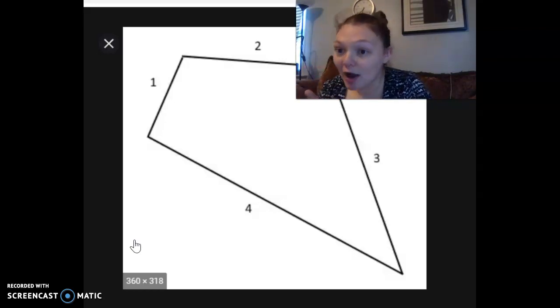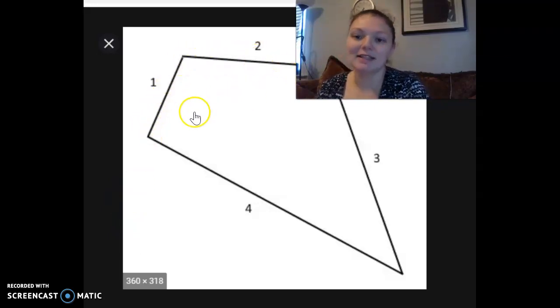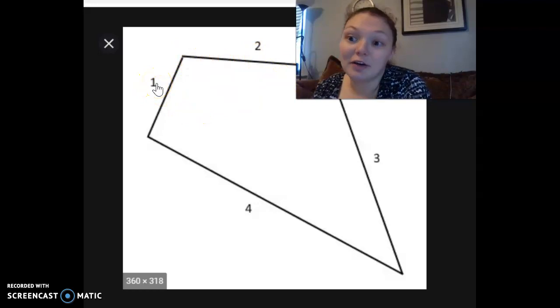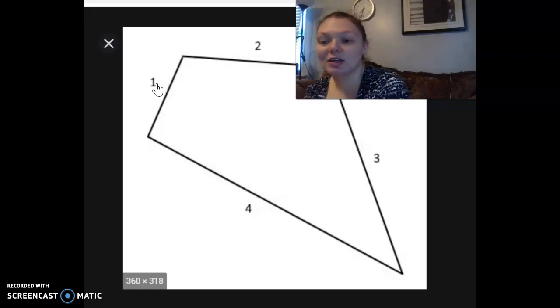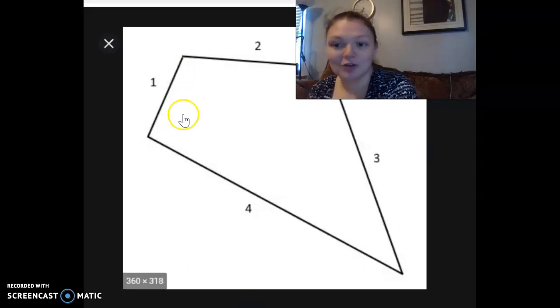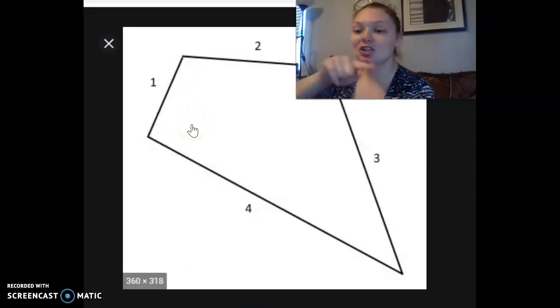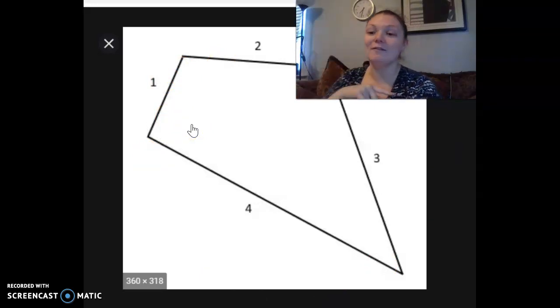So if this were the problem, it would tell you what each of these sides is equal to, and then you would just have to add them up. So let's say they're just equal to the number that's next to them, and the unit is yards. So it's 1 yard plus 2 yards plus 3 yards plus 4 yards. So you just add all those up and then you get the perimeter. The perimeter is just the outside of the figure.